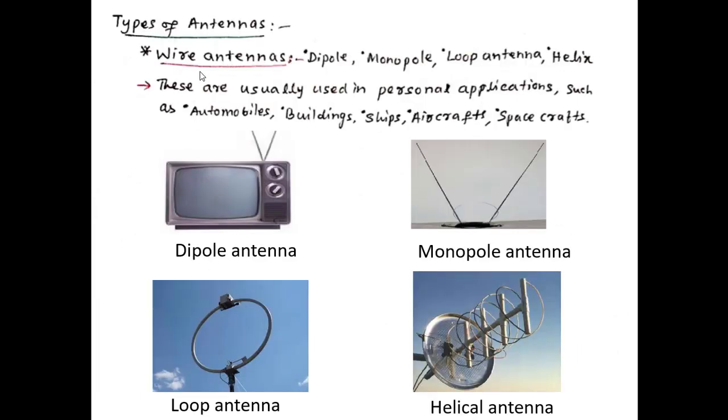The types of antennas. So wire antennas, there are different types. One is dipole antenna used in the TV, monopole antenna here, then loop antennas also used in radio and TV, helix antennas are used in the radar or satellite. These are usually used in personal applications such as automobiles, buildings, ships, aircrafts and spacecrafts.